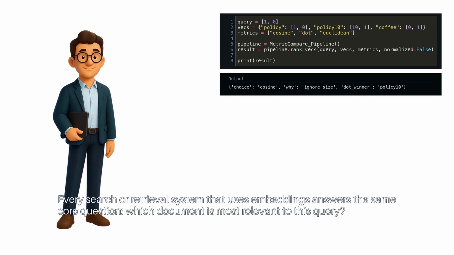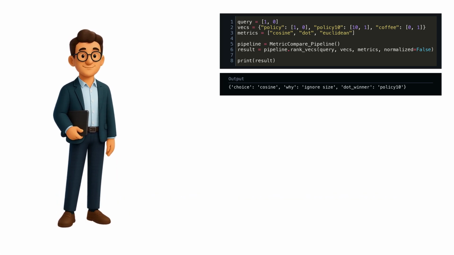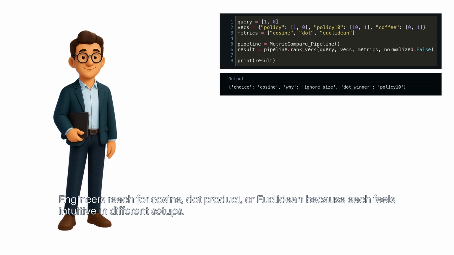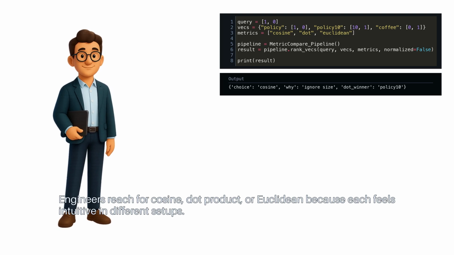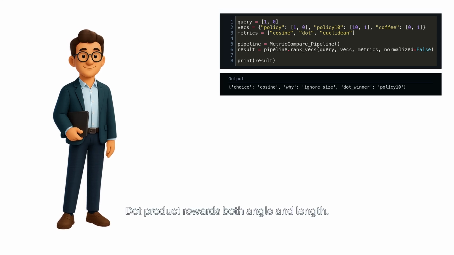Every search or retrieval system that uses embeddings answers the same core question. Which document is most relevant to this query? Engineers reach for cosine, dot product, or Euclidean because each feels intuitive in different setups. Cosine focuses on angle. Dot product rewards both angle and length. Euclidean cares about straight line closeness.